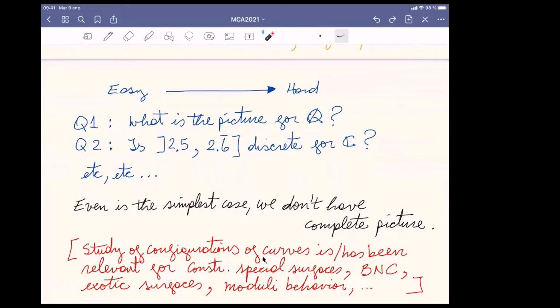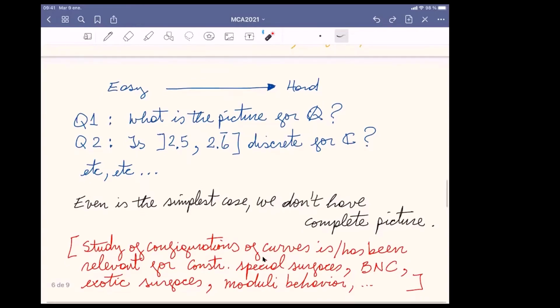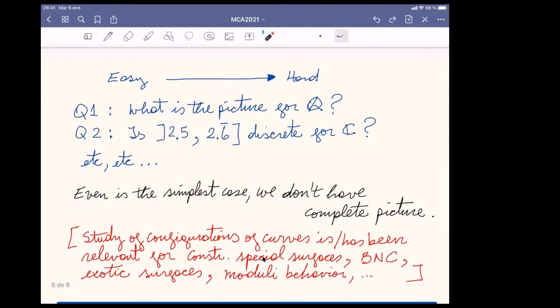surfaces, like the paper I mentioned by Hirschenbruch and many others. This bounded negativity conjecture, as you know, exotic surfaces, so moduli behavior like this Murphy law of Vakil, and many other things. So they are kind of relevant, and I am very interested in configurations of rational curves, not only lines. Even in P2, they are very interesting, I think.